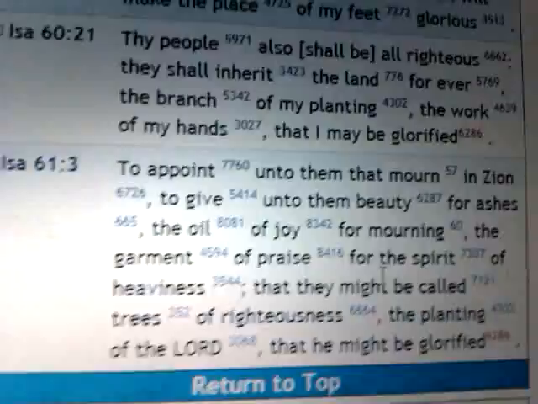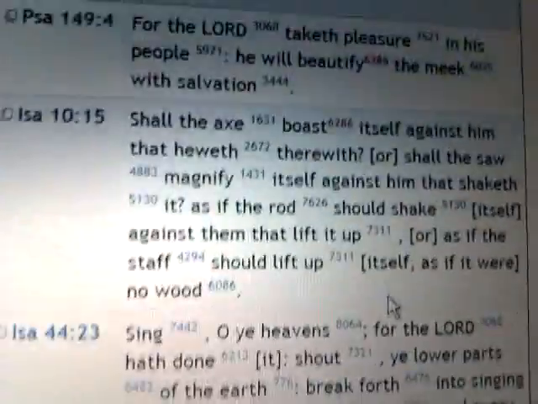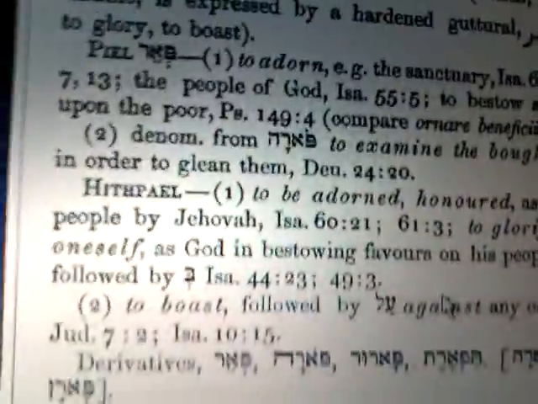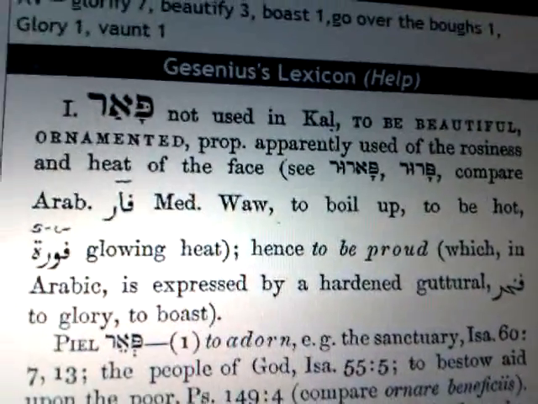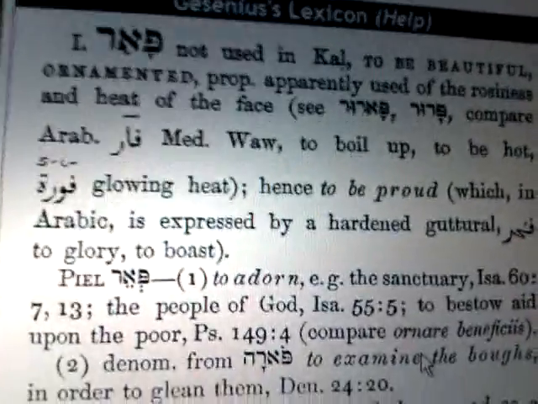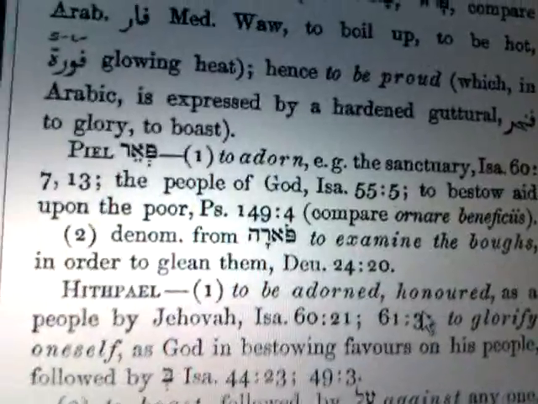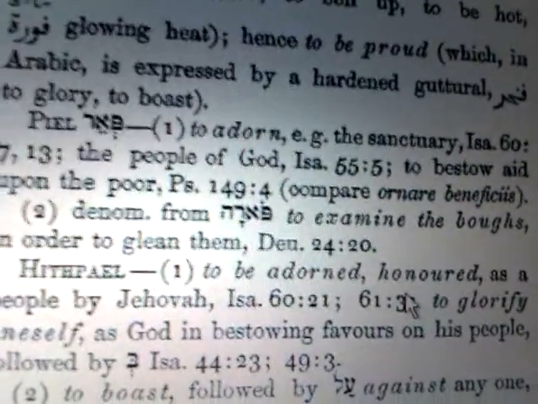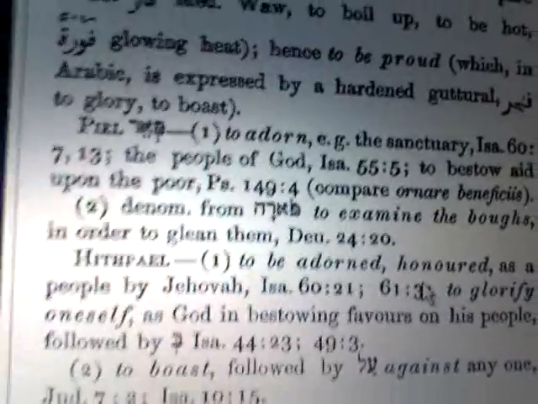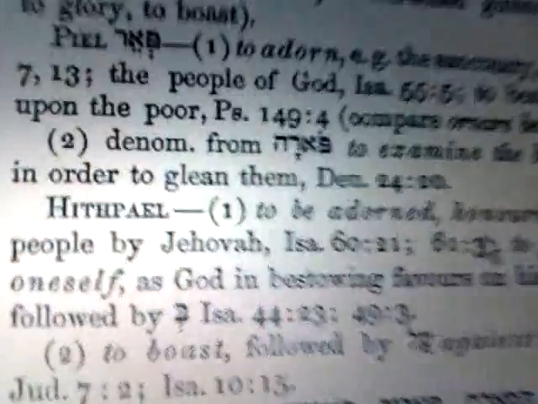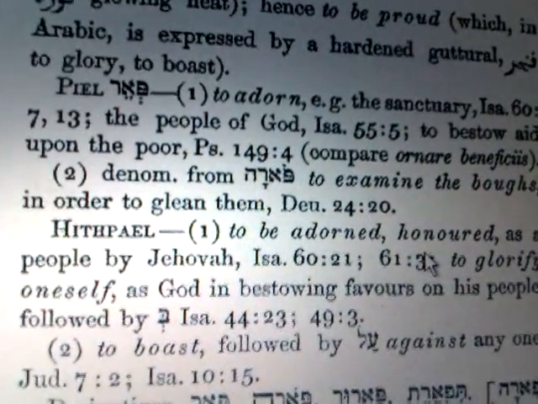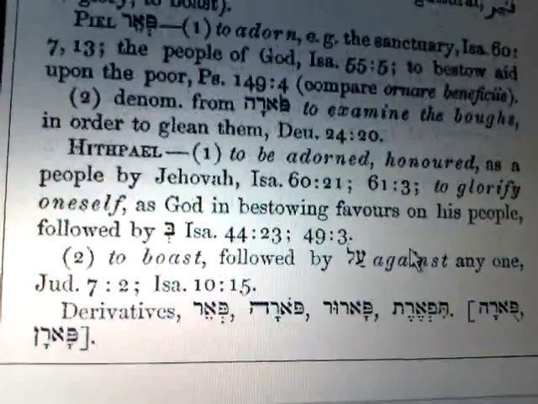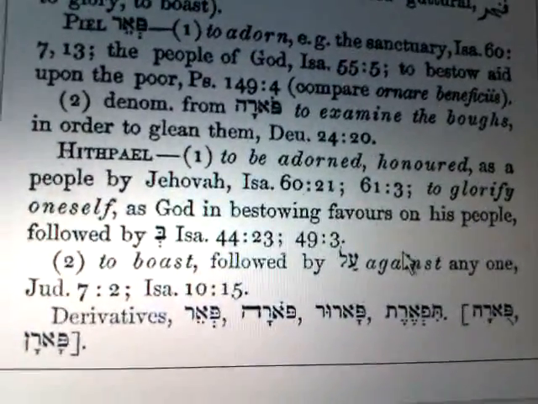There's much to be studied from the prophetical links with Isaiah in this root word that you can find right here, pa'ar, to be beautiful, to be ornamented, is the basic meaning. To adorn, as in adorning the sanctuary. The Hithpael is to be adorned, honored as a people, being honored as a people by Jehovah, by Jah, by Yahweh, to glorify oneself as God does in bestowing favors on his people. You understand? And to boast can also be used in that particular sense.